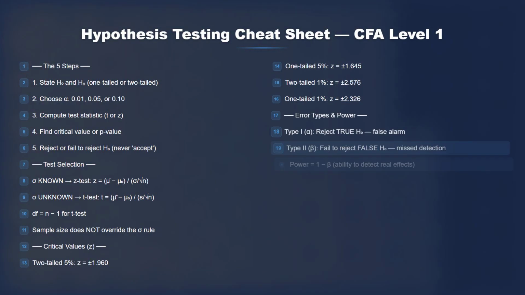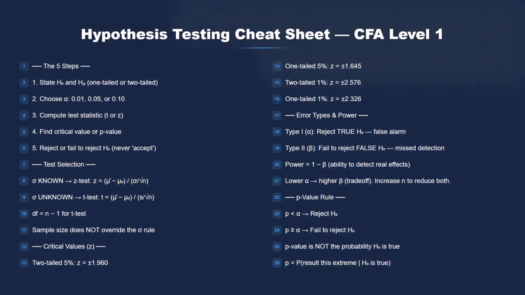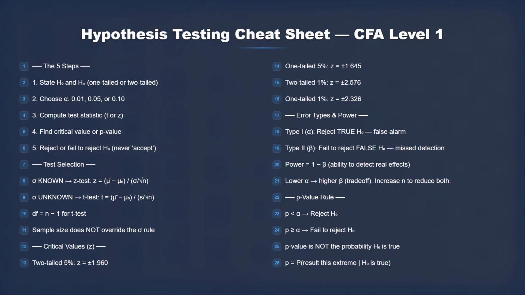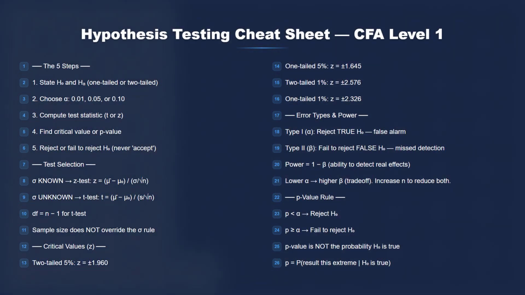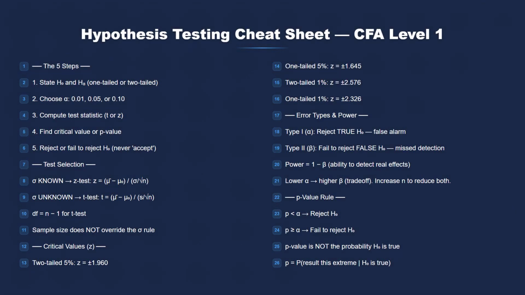Pause and screenshot this. This is your complete hypothesis testing reference card. Every formula, every decision rule, every critical value you need for the exam is on this one card. The 5 steps: state hypotheses, set alpha, compute test statistic, find critical value or p-value, decide. The T versus Z rule: unknown sigma means t-test always. 2 key formulas: T equals x bar minus mu 0 over s root n, Z equals x bar minus mu 0 over sigma root n.